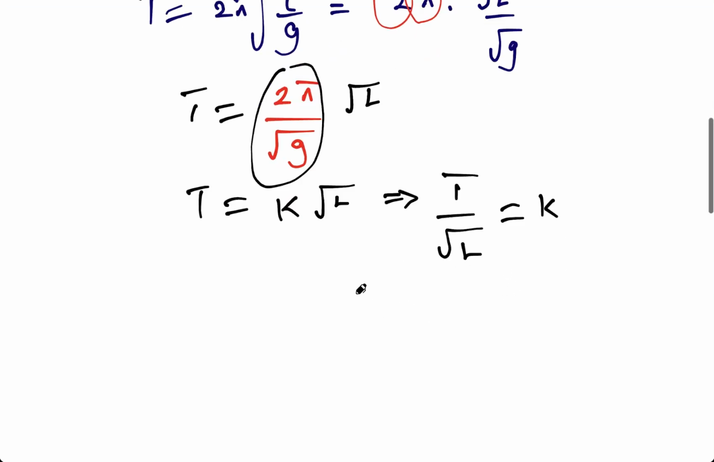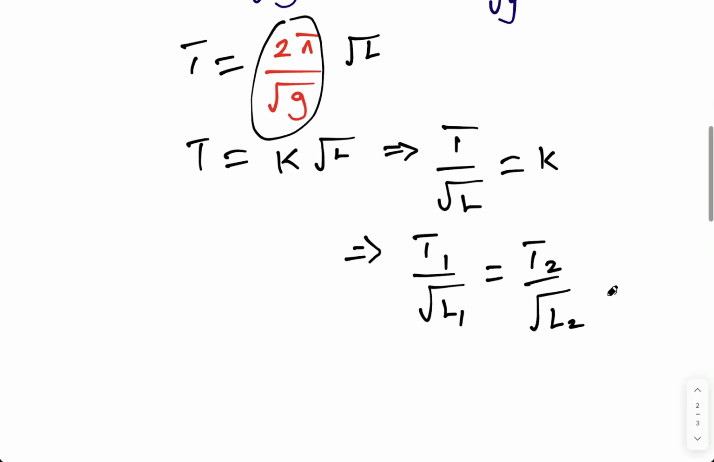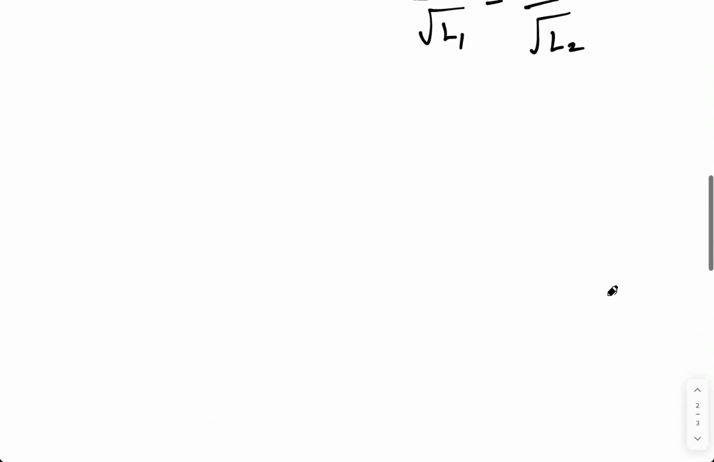And this is where the variation happens. So you can now say that T1 divided by square root of L1 equals T2 divided by square root of L2. Then you can begin to vary it like that as it goes on and on. Now, let me give you one more before I go.